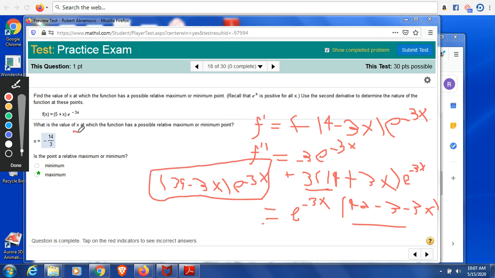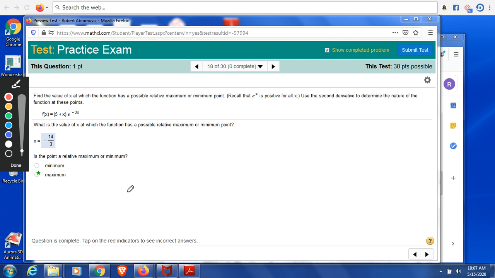Now we're going to plug in x equal to negative 14 over 3. This becomes negative 14. We get 39 plus 14. 39 plus 14 is positive. So we end up with a positive number, and the point is really we have a positive number.